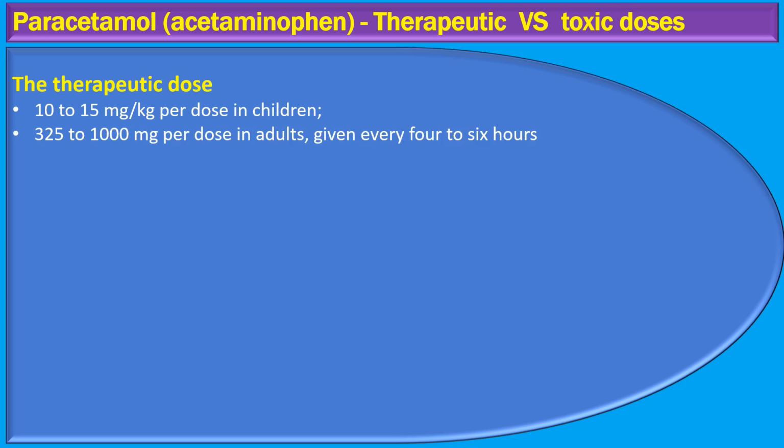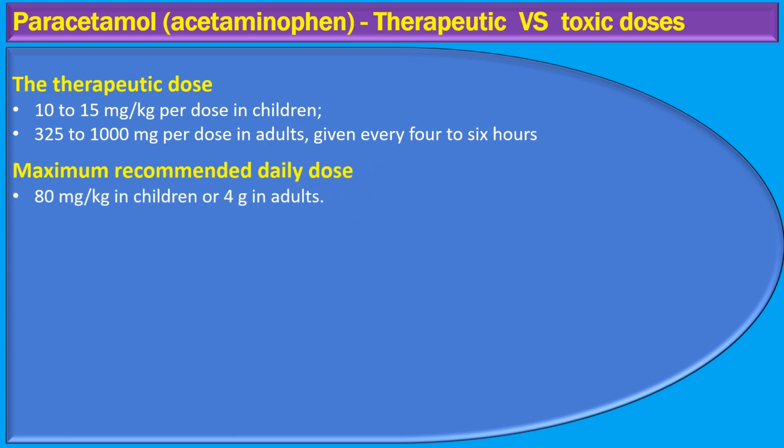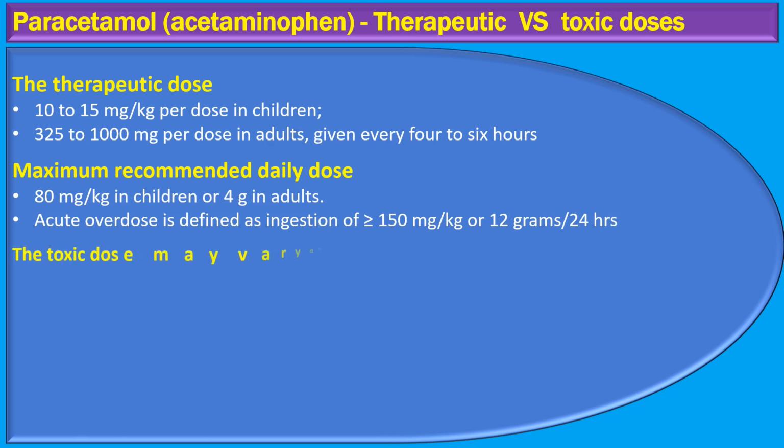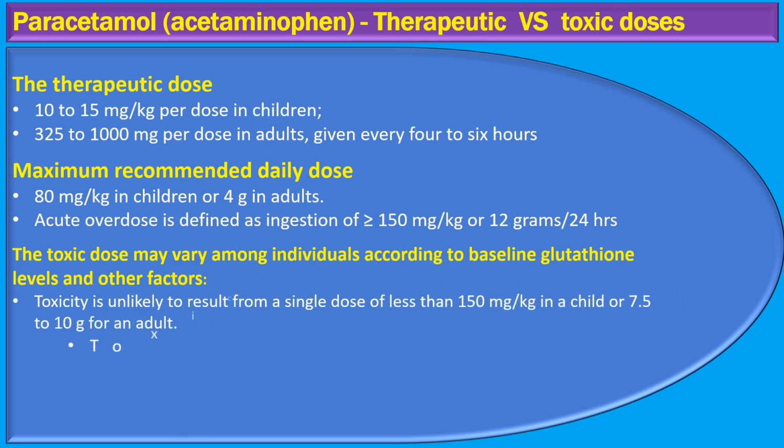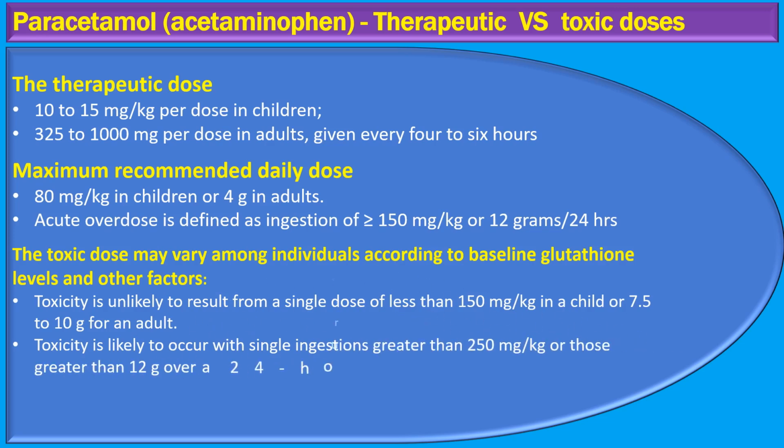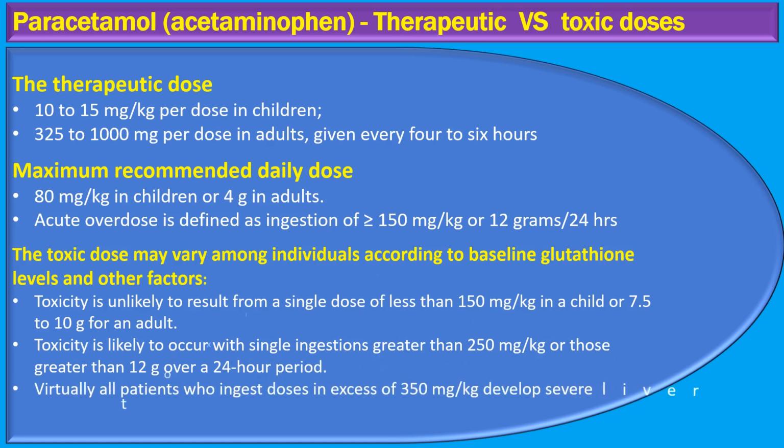Now, let's touch on toxicity. It's a term that might sound alarming, but it's important to understand the thresholds. For children, toxicity is unlikely if the dose is under 150 milligrams per kilogram. For adults, the safe ceiling is somewhere between 7.5 to 10 grams. However, if a child takes more than 250 milligrams per kilogram, or an adult exceeds 12 grams in 24 hours, toxicity becomes a real concern. And in cases where the dose surpasses 350 milligrams per kilogram, severe liver toxicity is almost a certainty without proper treatment.